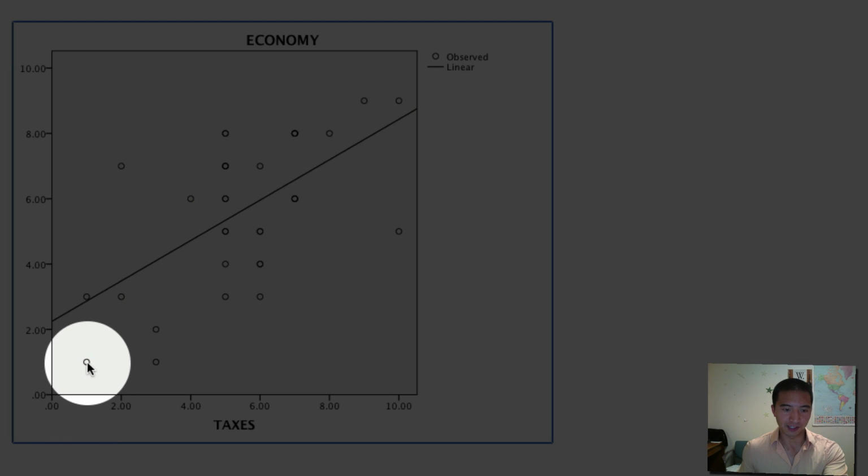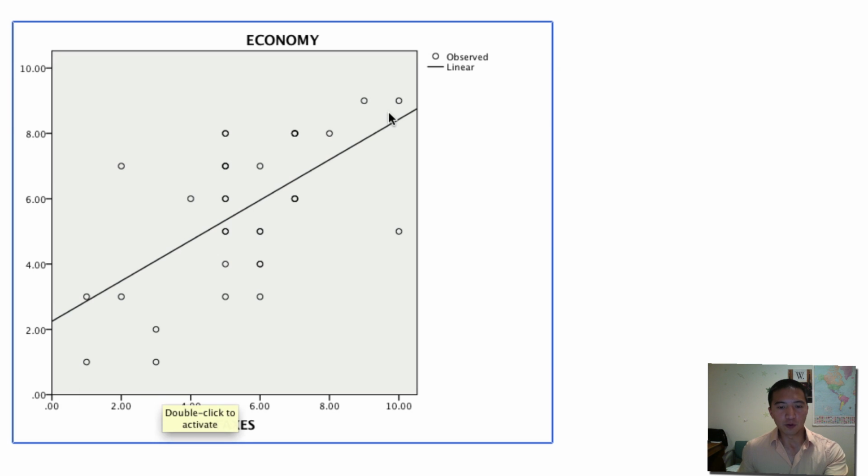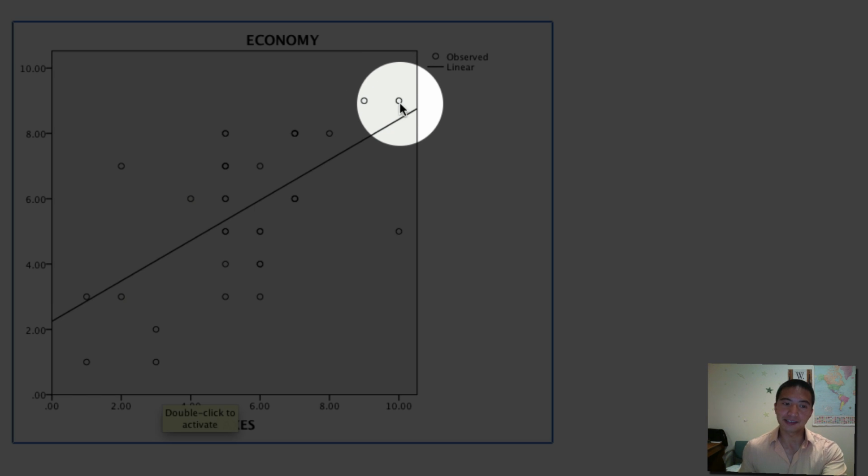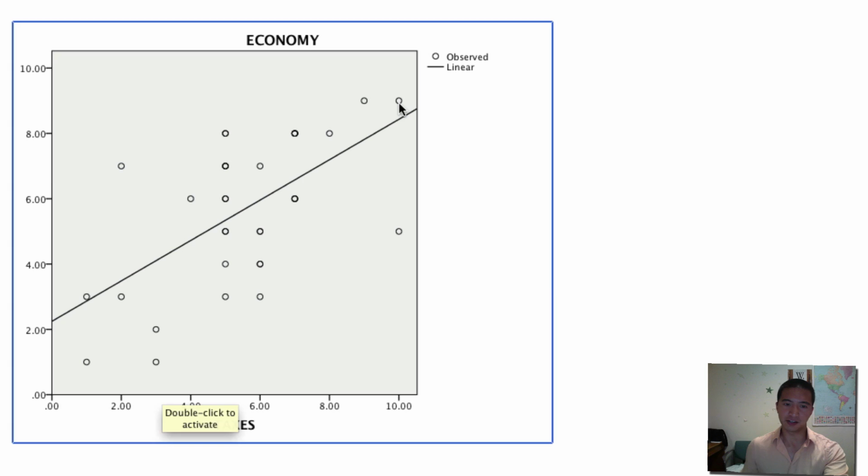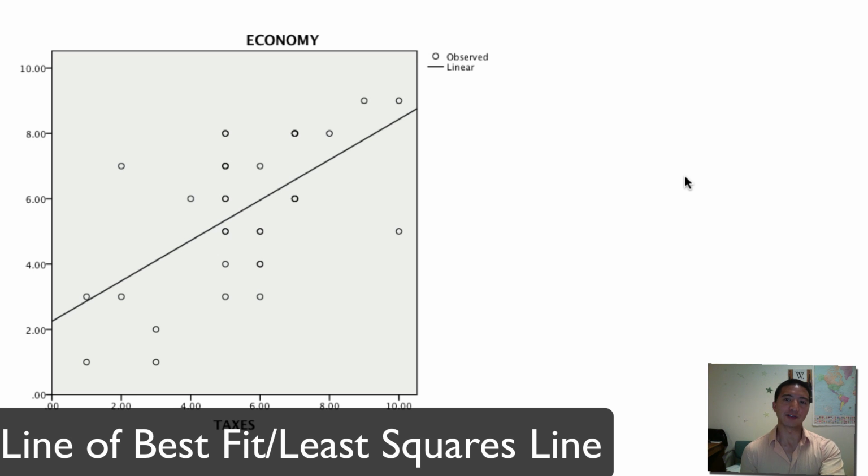We have a student here, for example, that provided a 1 for taxes and a 1 for economy. Over here, a student provided 10 for taxes and marked around 9 for economy. Here is our line of best fit, or the least squares line.